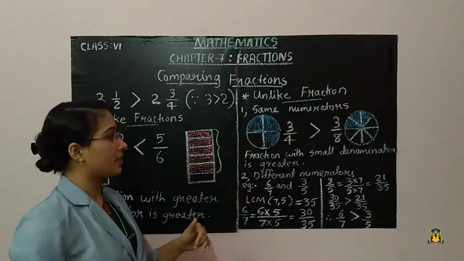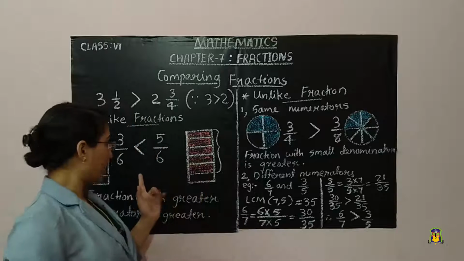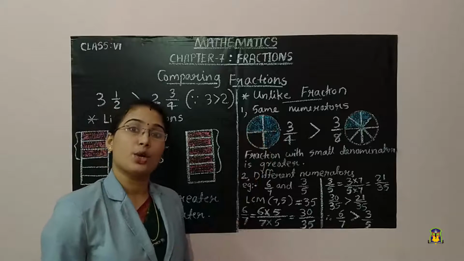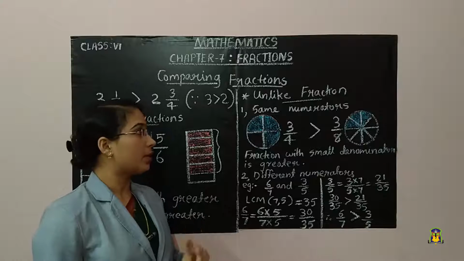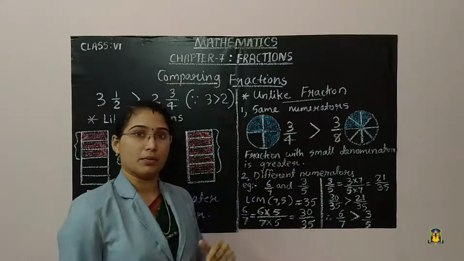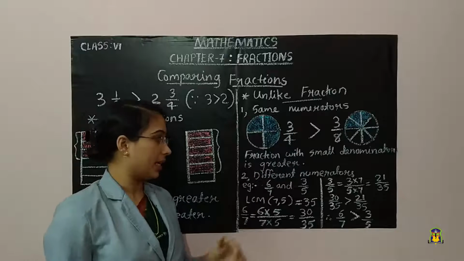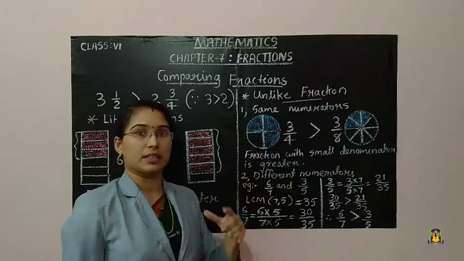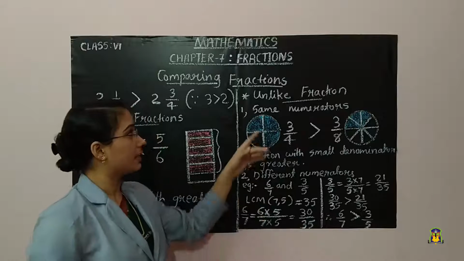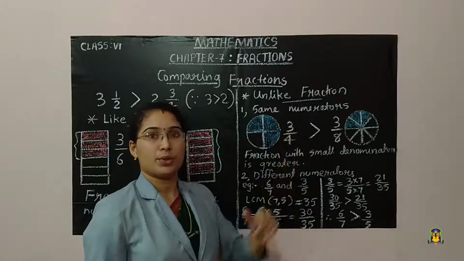In unlike fractions, we know the denominators are different. In like fractions the denominators are the same, but in unlike fractions the denominators are different. Then two types of unlike fractions are there. Sometimes the same numerators will come: denominators are different, but the same numerators. Then the other one, different numerators: the denominator is different and the numerator is also different. First we can check the unlike fraction with the same numerator.